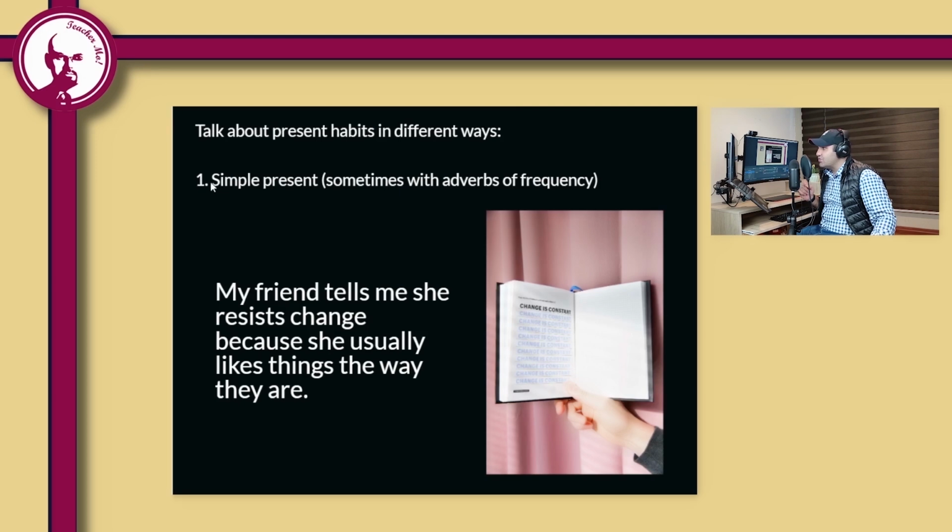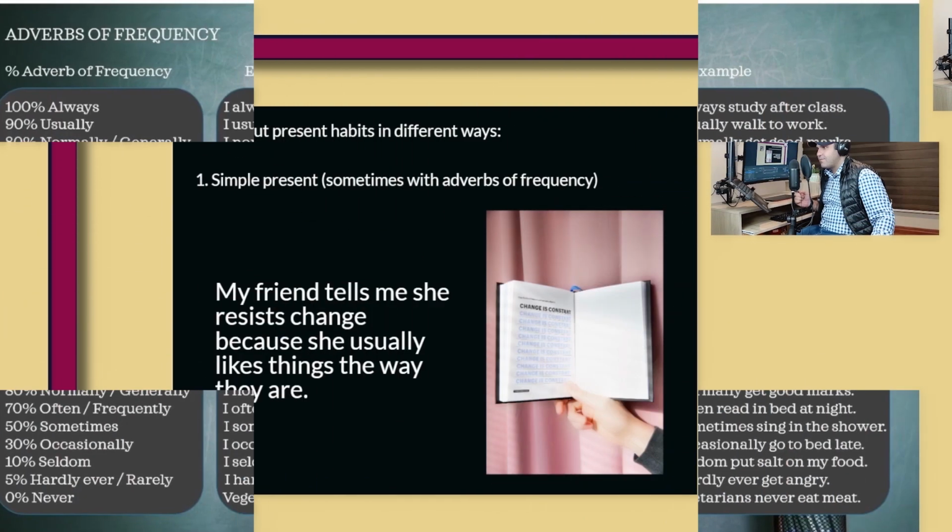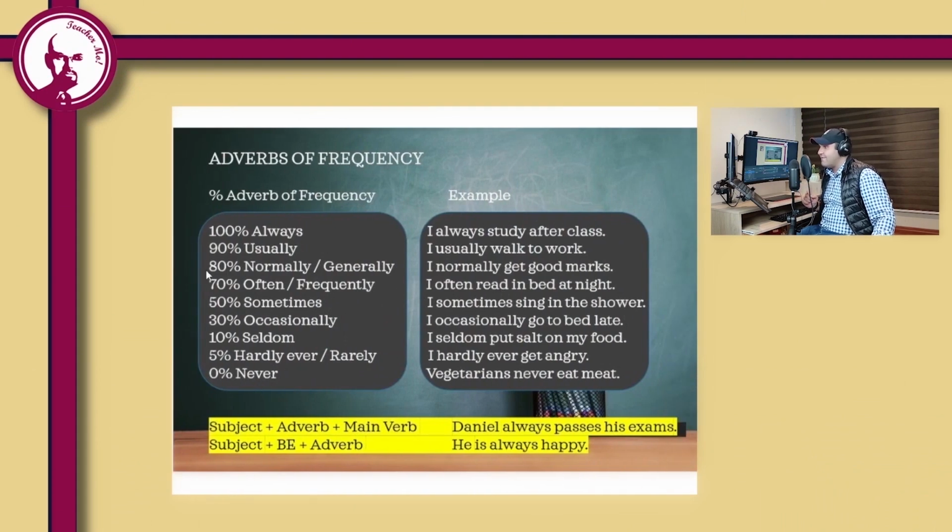So we can use the simple present verb tense, sometimes with adverbs of frequency, to talk about present habits in English. We have another example here. My friend tells me she resists change because she usually likes things the way they are. Using the simple present verb tense to talk about a present habit in English. We said that sometimes with adverbs of frequency, but what are adverbs of frequency? Okay, on this slide we can find adverbs of frequency. I always study after class. Always, which means 100%. All the time, actually.